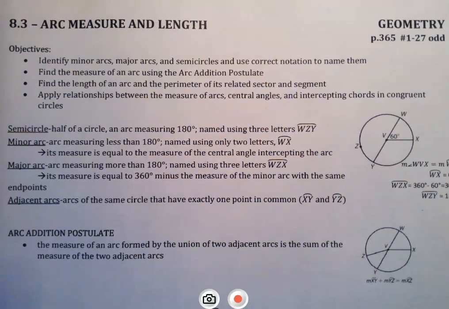All right, so 8.3, we're doing arc measure and length. A couple of objectives here. Actually, it's a few. We're going to identify minor arcs, major arcs, and semicircles, and use correct notation to name them. That's important. Find the measure of an arc using the arc addition postulate. Find the length of an arc and the perimeter of its related sector and segment.